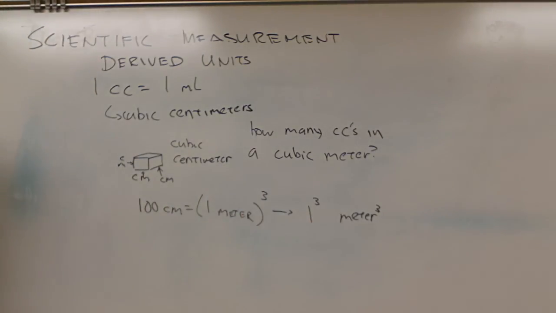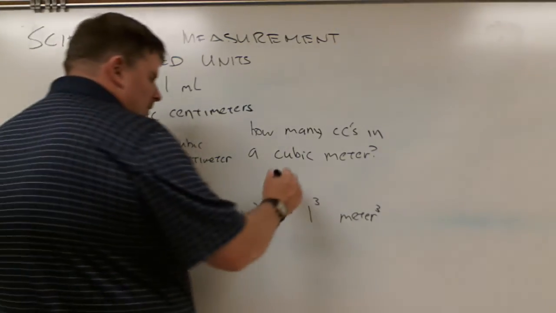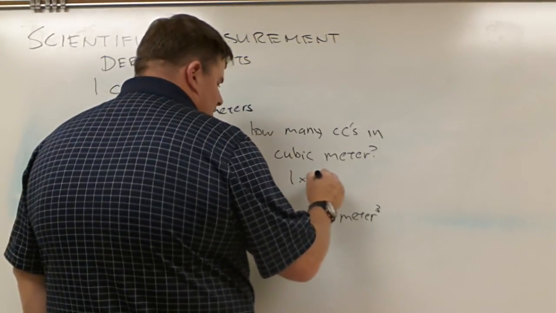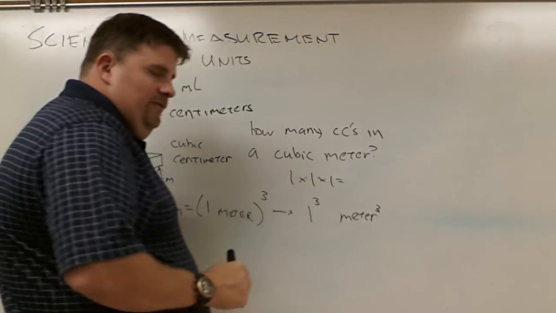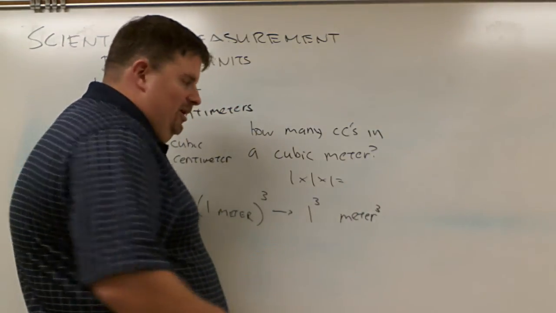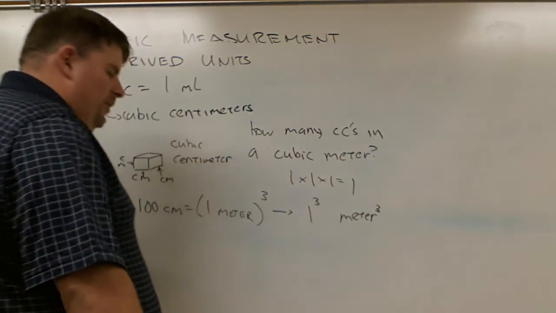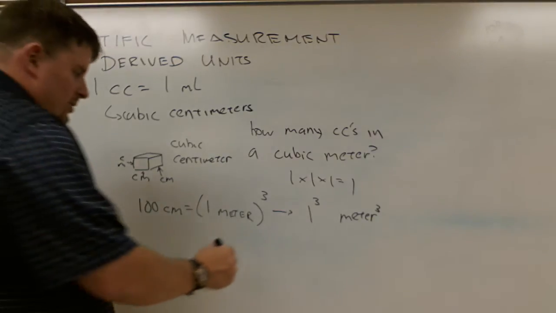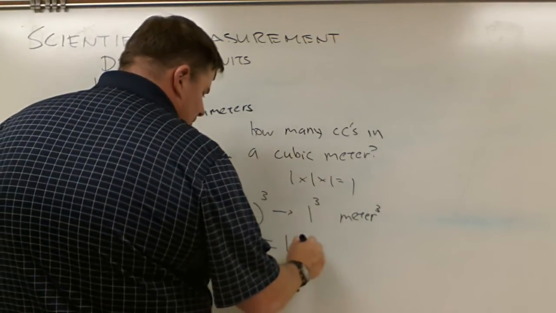So 1 cubed, if you remember your math, is 1 times 1 times 1. So what's 1 times 1 times 1? 1, all right? So there you go, 1 meter. It's an easy calculation. So I'll write this down here, 1 meter cubed.